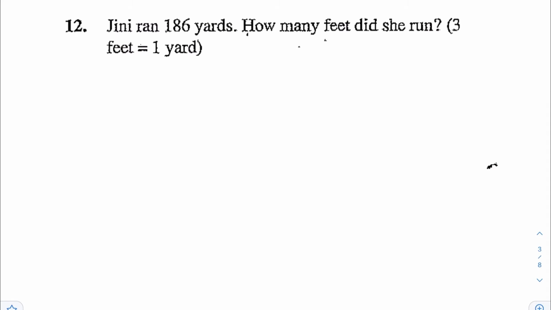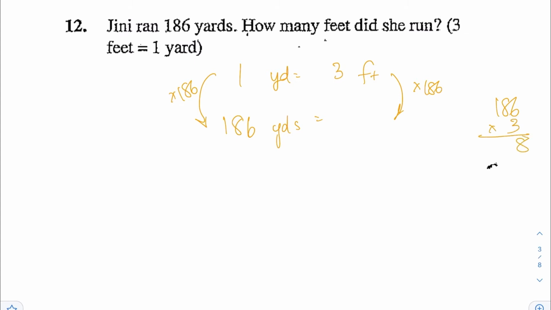All right, next for number 12, Ginny ran 186 yards. How many feet did she run? We know that 1 yard is equal to 3 feet, and she ran 186 yards. So here you do 1 times 186 to give me 186. So you also have to multiply by 186 on the other side. So we do 186 times 3. You get 558. And that's the answer here. You just multiply by 3.